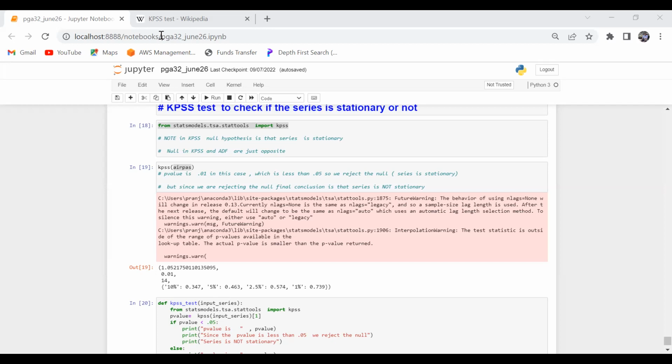I have imported pandas as pd. Then airpass is equal to pd.read_csv and I uploaded the file and airpass.head. So it's giving me records in month and passengers there. Then I did from statsmodels.tsa.stattools import kpss. And in the next line, I did kpss(airpass). So it's giving error, could not convert string to float.